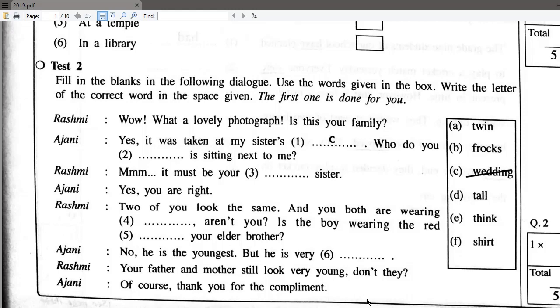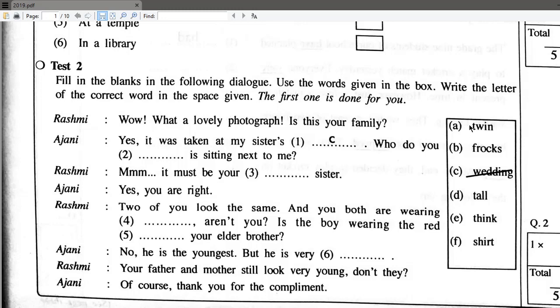We can assess your ability by whether you can understand and use the nouns and verbs properly, right? Let's go straight into the work now. There are two people here. Who are they? Rashmi and Ajani. Whatever the reason that you want to speak to, it doesn't matter. But anyway, fill in the blanks in the following dialogue. Use the words given in the box.